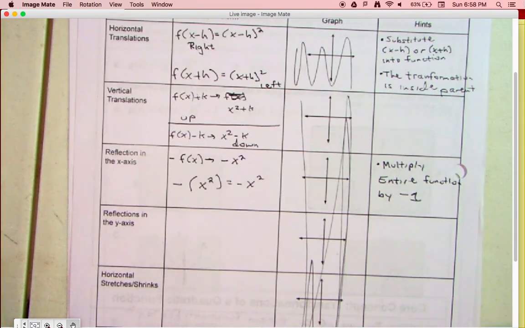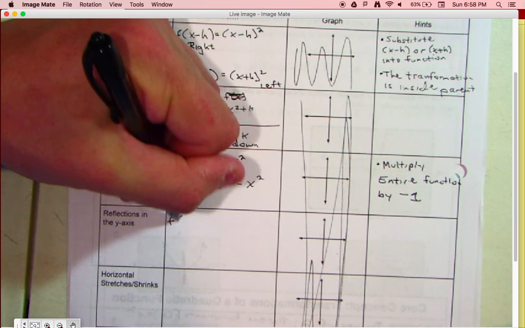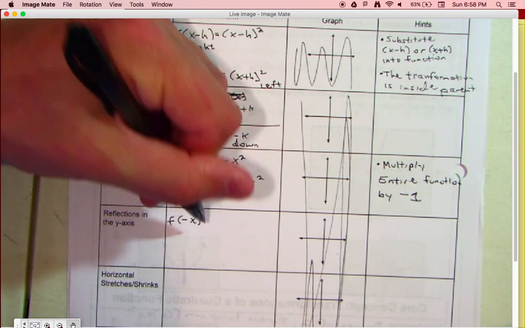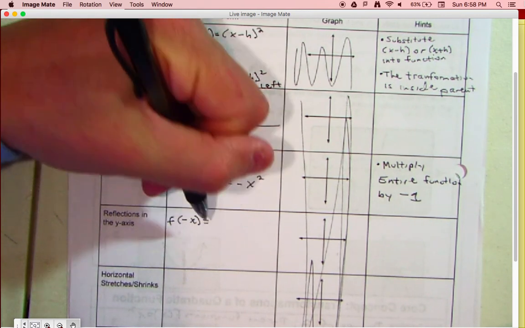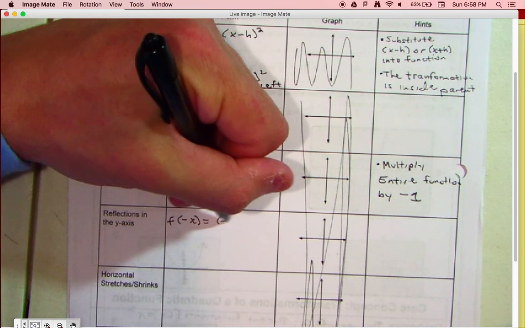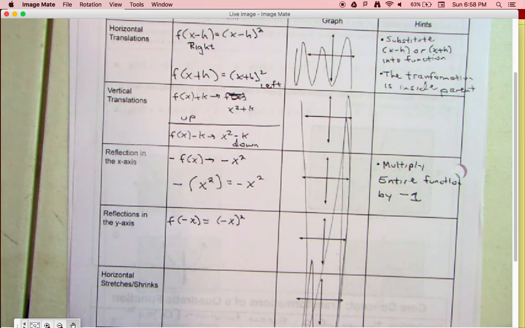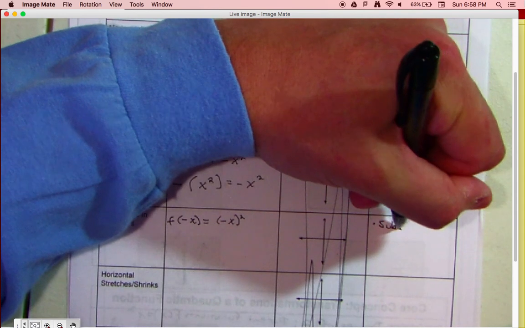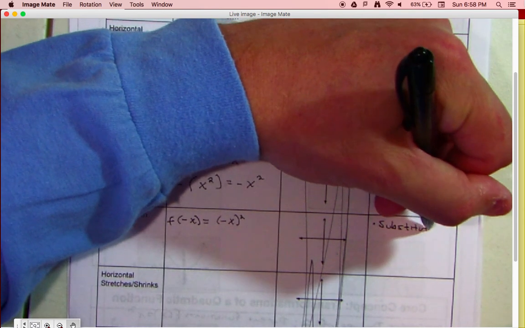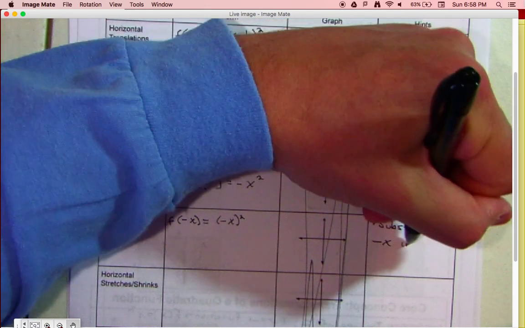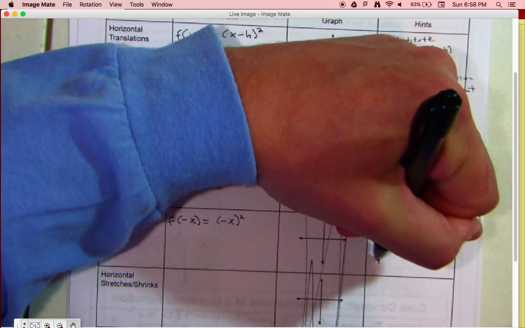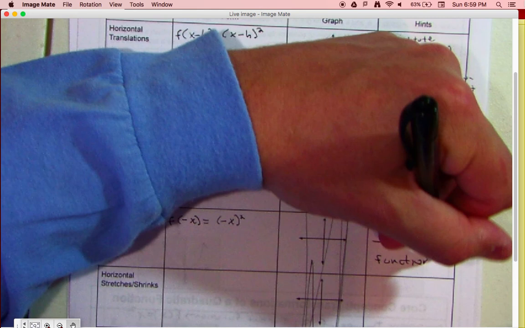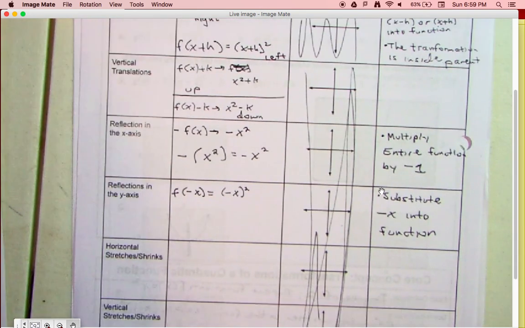Alright, reflections in the y-axis. Here we have f of negative x. We're dealing with quadratics. What that comes out to be is negative x, the quantity squared. Another quick hint is we want to substitute negative x into the function. Right? So there's that substitution.